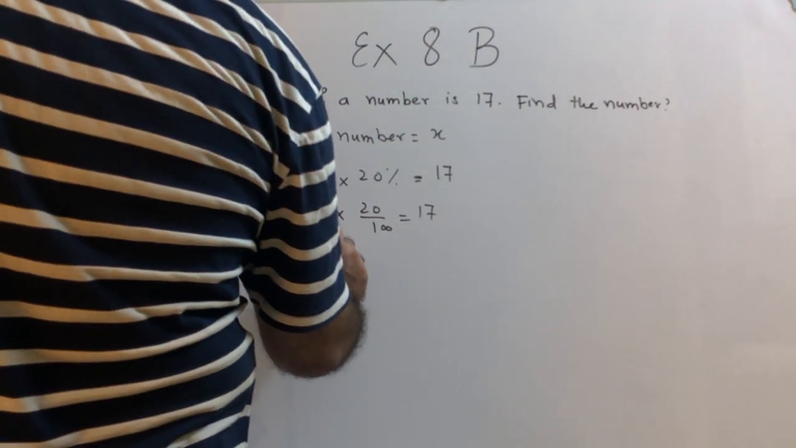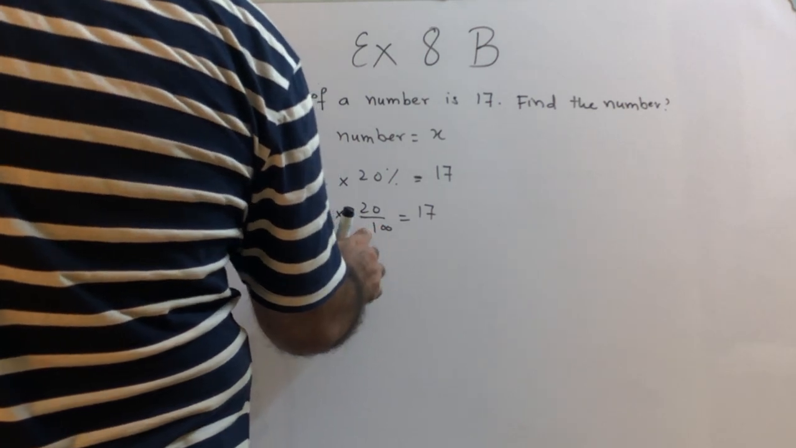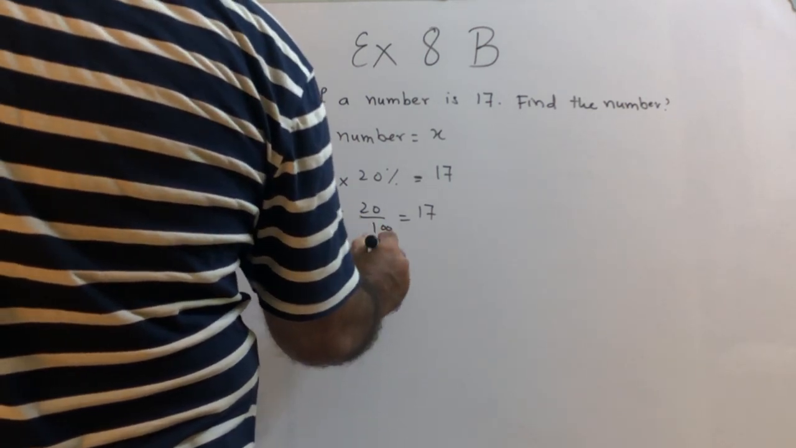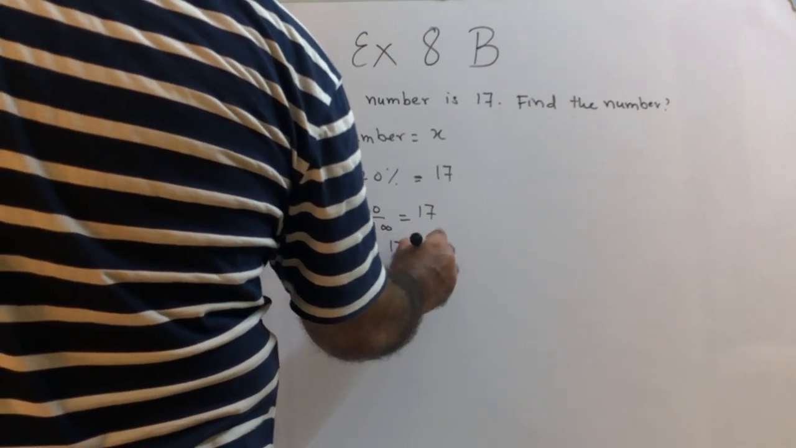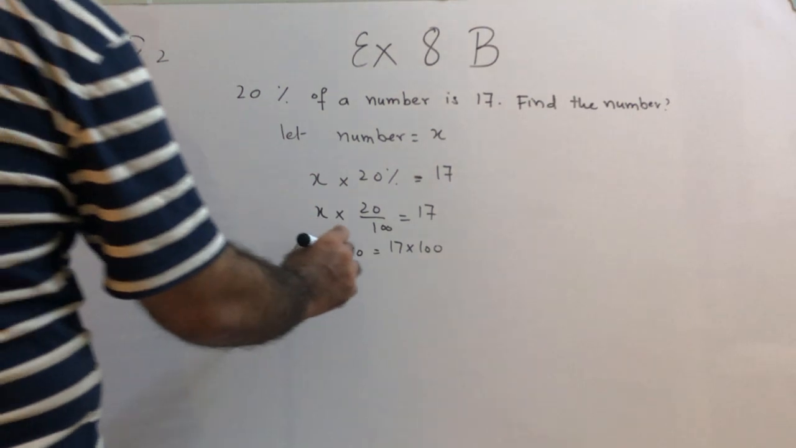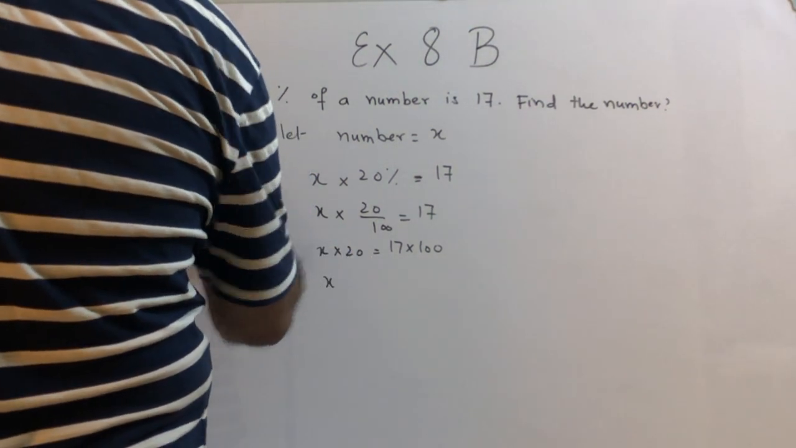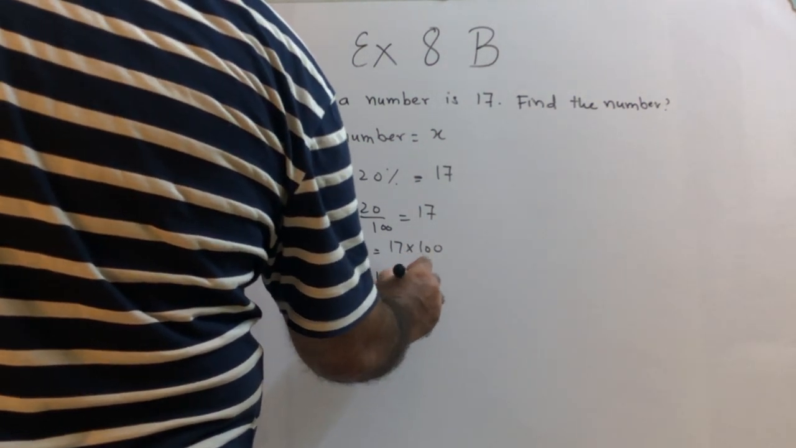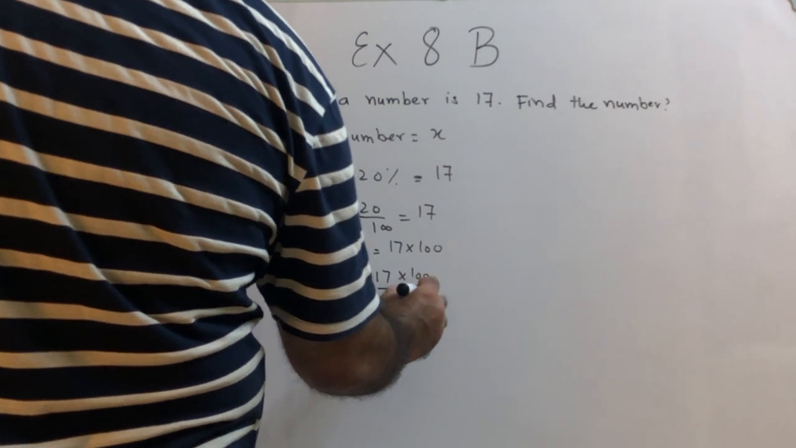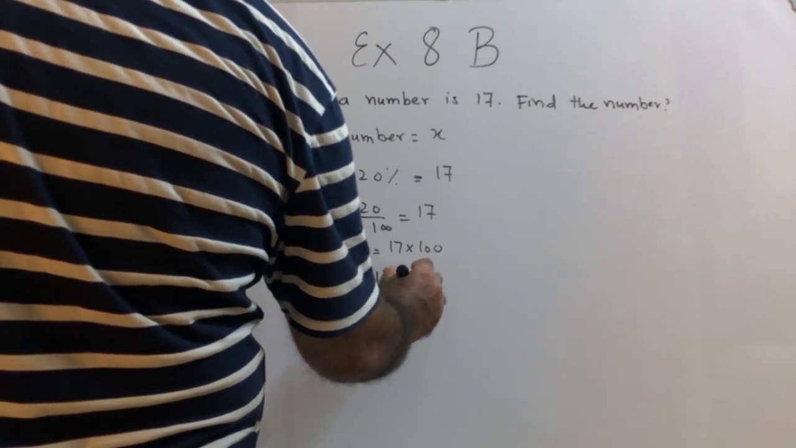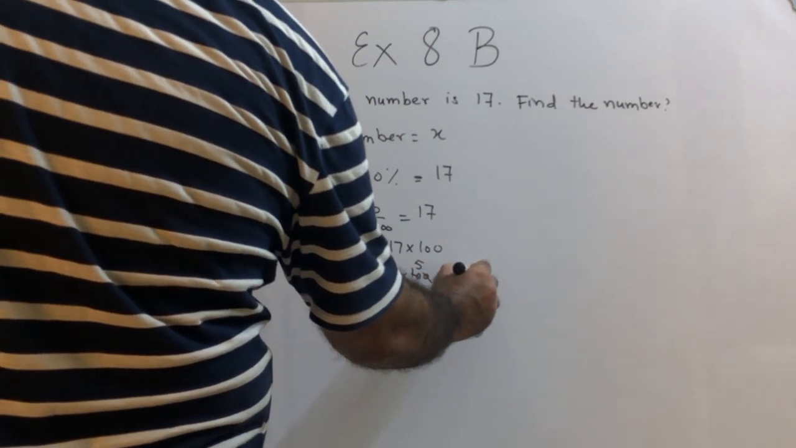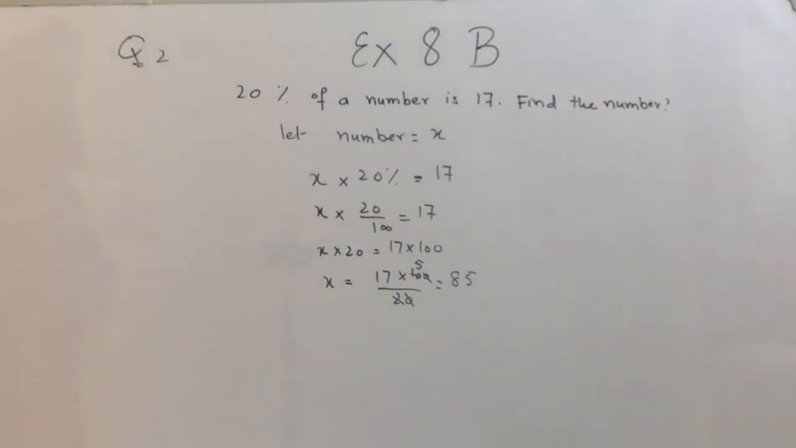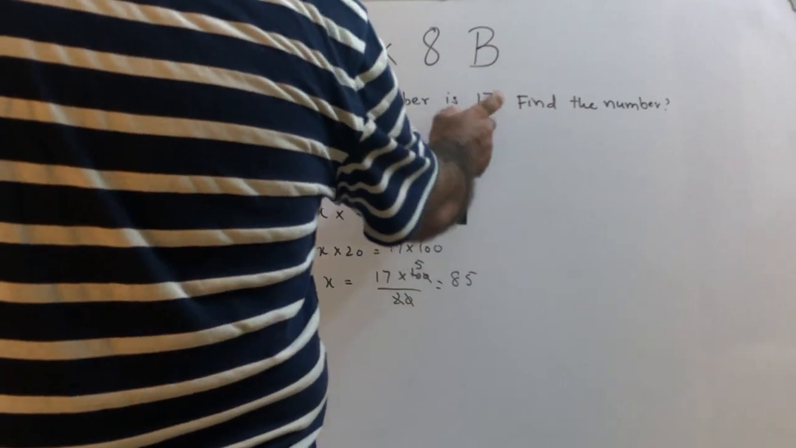So how to do it: 100 is being divided here, it is in division. When it goes to the other side, it will be multiplied. Then this 20 is being multiplied with x. When we take it to the other side of the equation, it will be divided there. It comes down. Now simplify, 0 goes with this. 2 5s are 10, 7 5s are 85. So 85 is the number. If we take 20% of this, we will be getting 17.